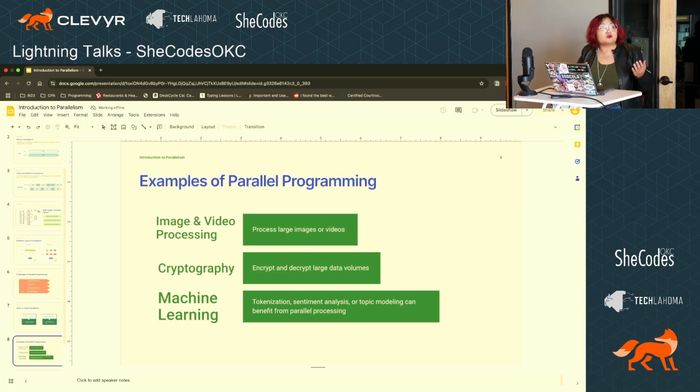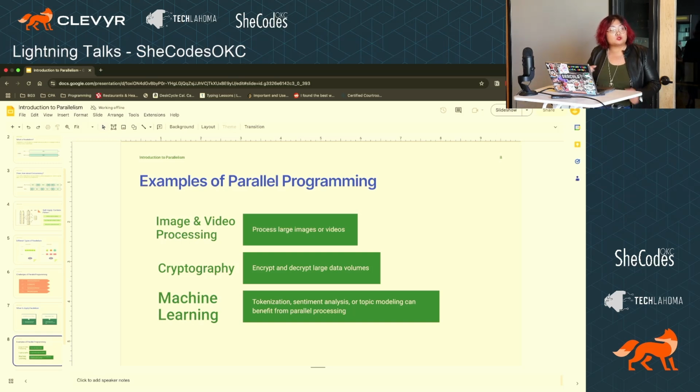And then another big one is crypto, of course. When you encrypt and decrypt large volumes of data, you're doing the same thing again and again and again. So it's a really good example to divide that work and do it in parallel at the same time.